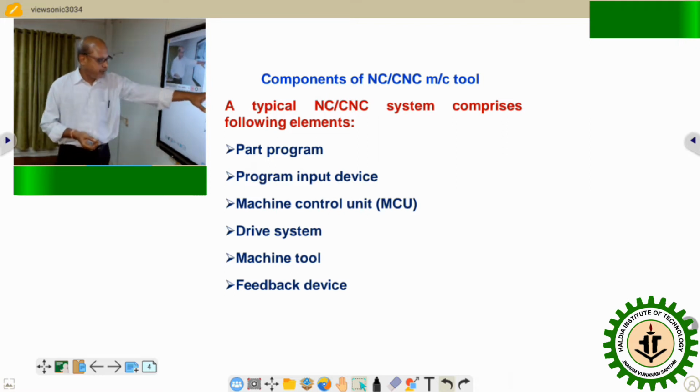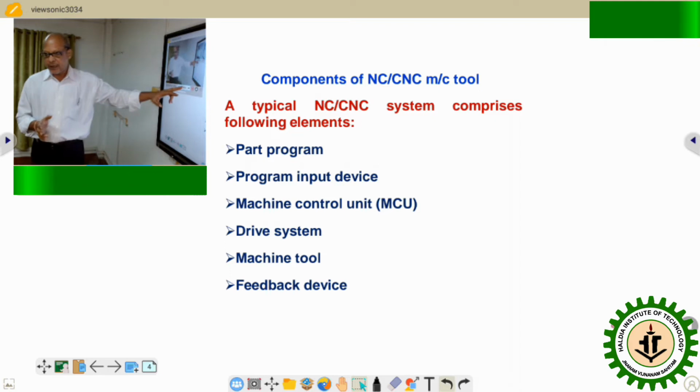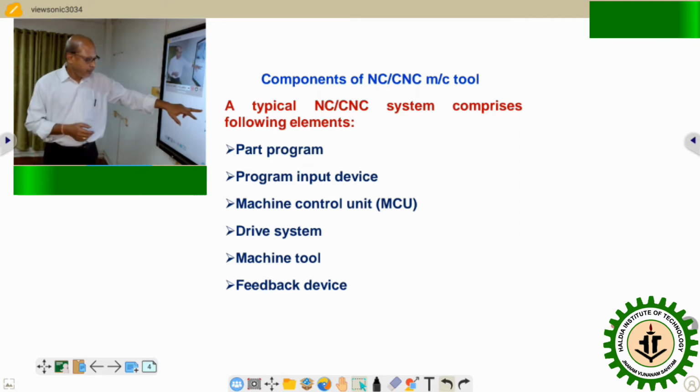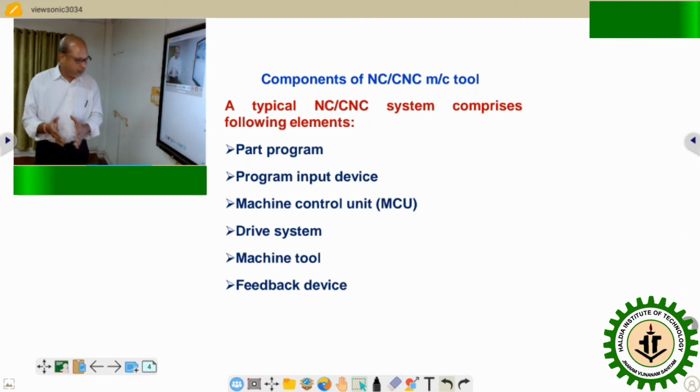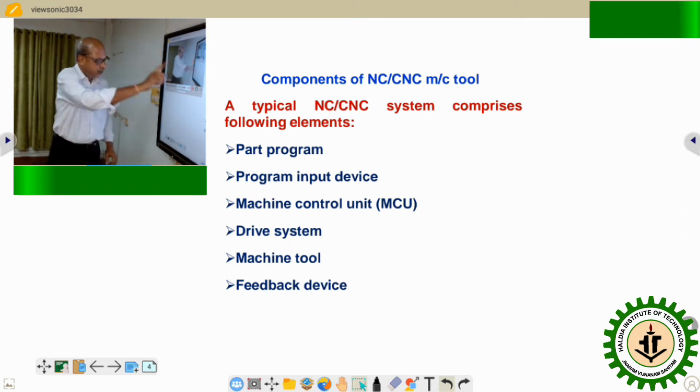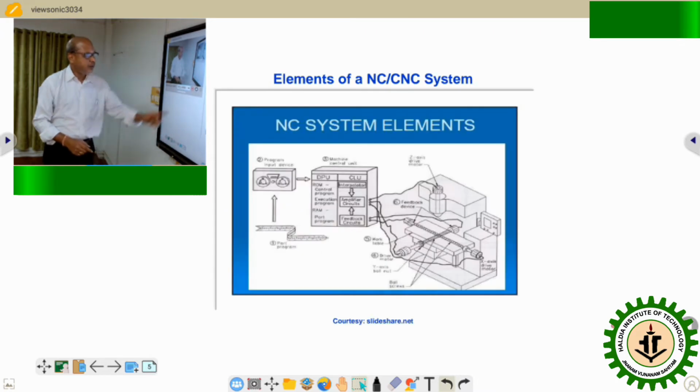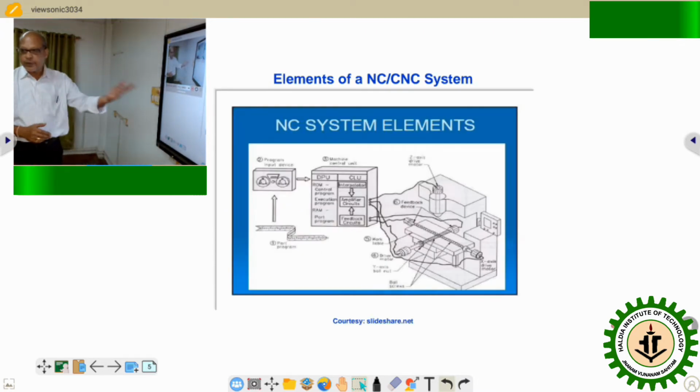So the elements are: program input device, machine control unit, that is the heart or brain of the machine tool, drive system, machine tool, that is the hardware physical part, and of course the last, the feedback device. And all these we will discuss in relation to this particular exploded view.